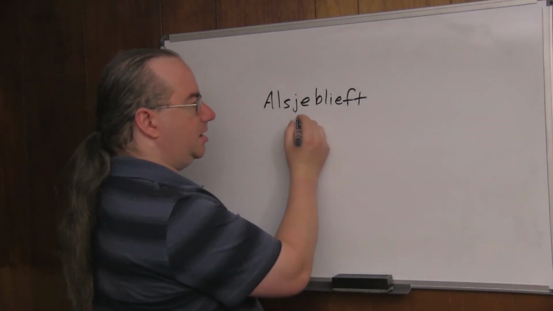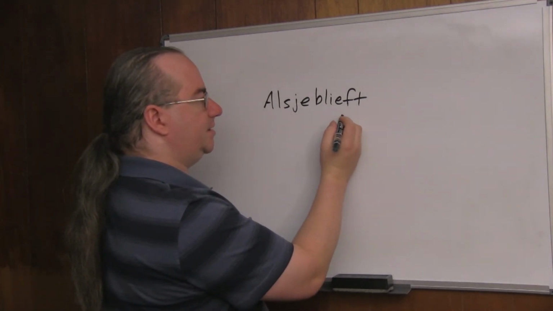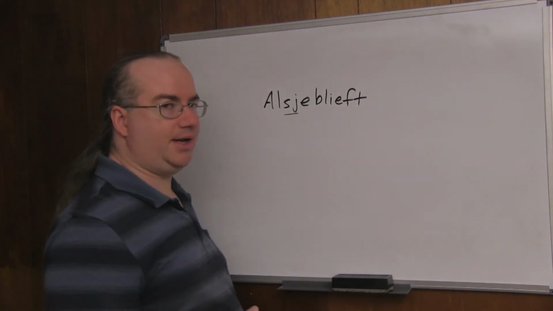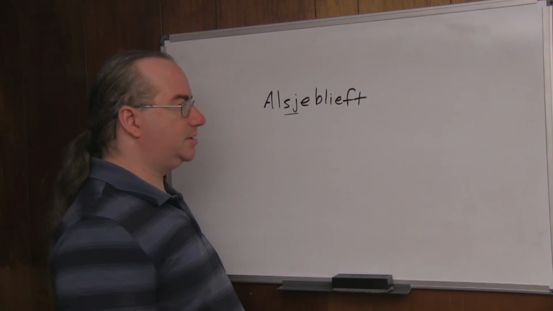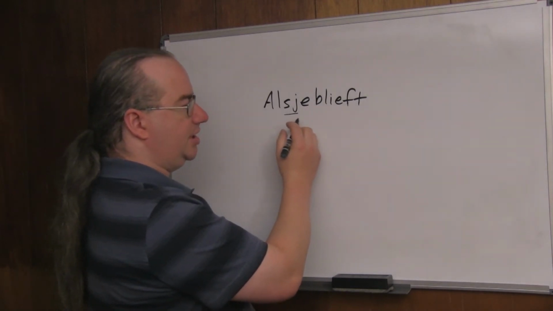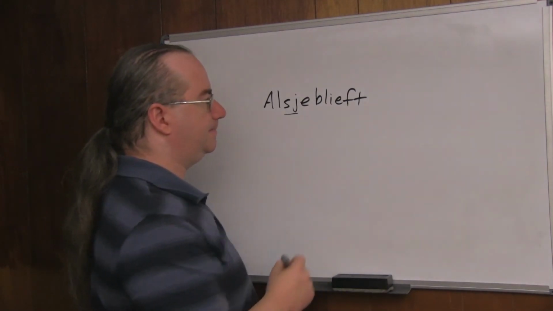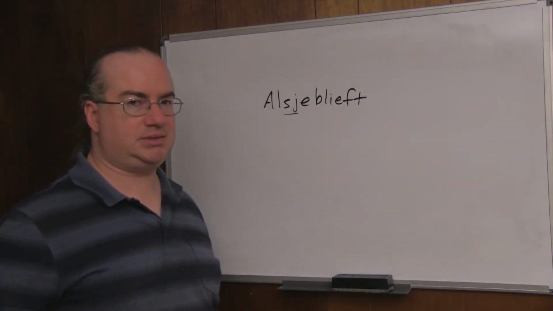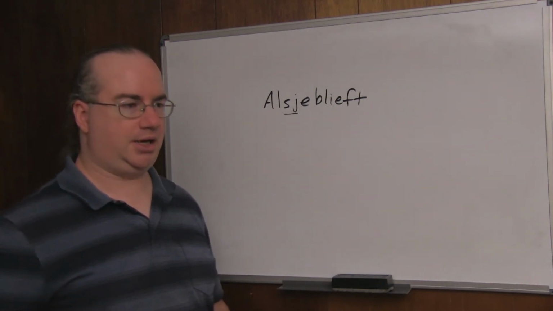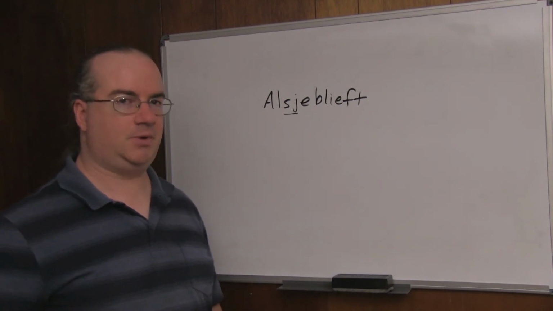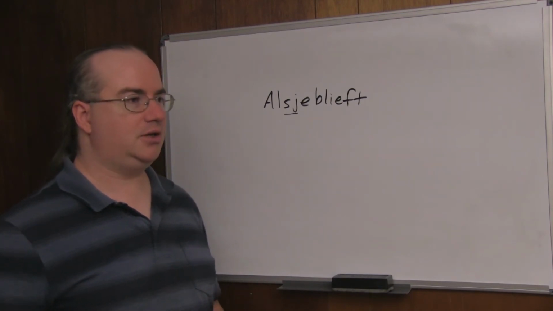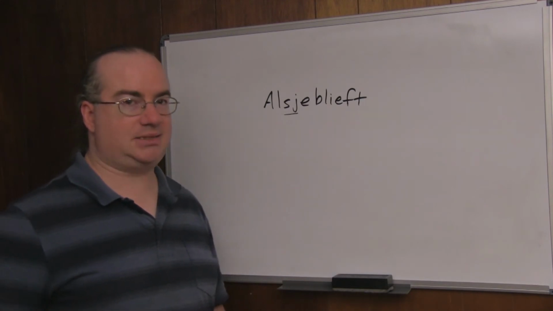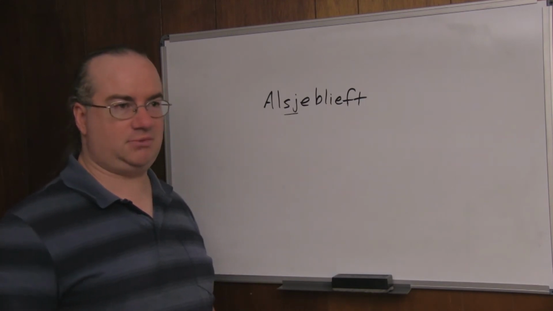Als je blieft. Now you see an SJ here, so you're going to pronounce it like an SH. So alsjeblieft. This word has two functions. It can mean please, and it can also mean here you go. Like if I give someone a gift, I can say alsjeblieft. Or if I need something, I can say, can I have that alsjeblieft?